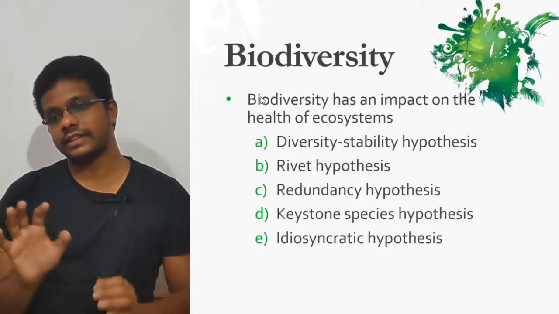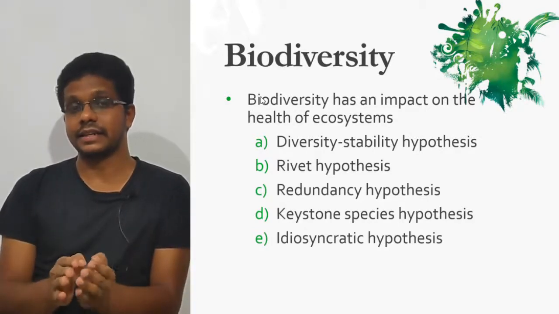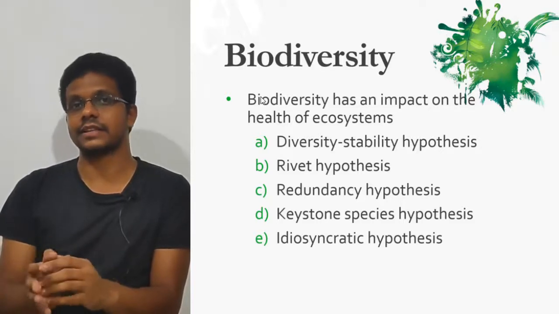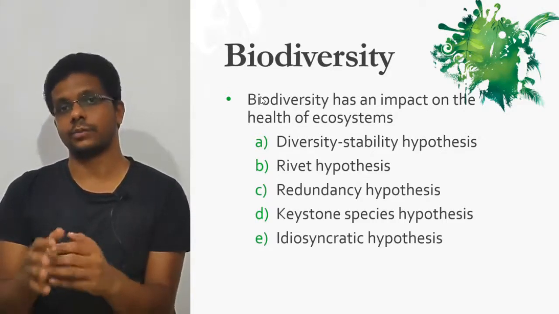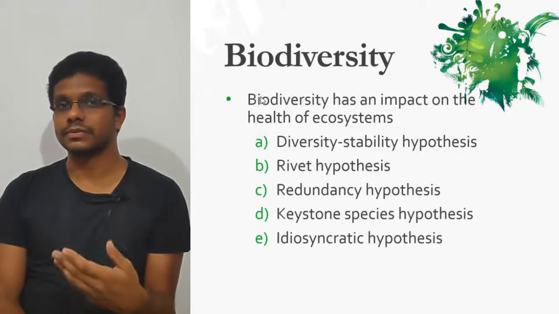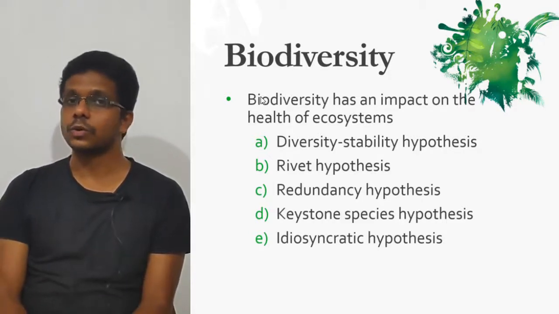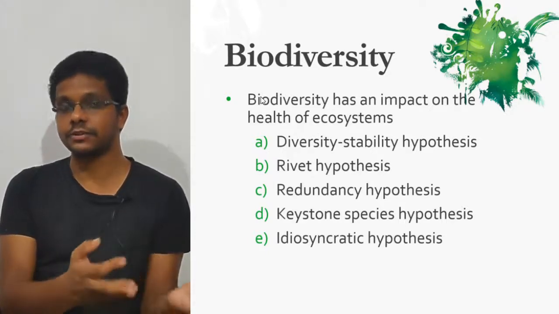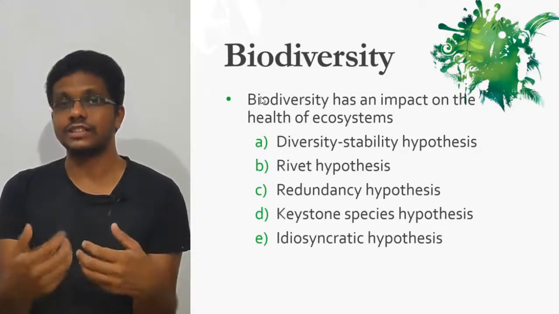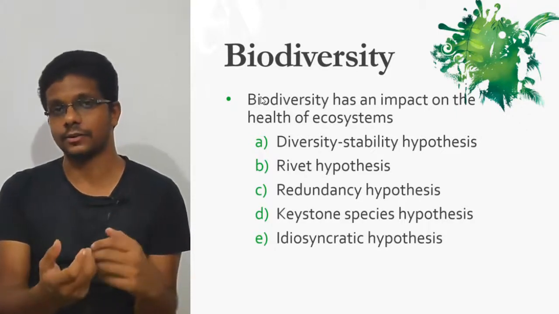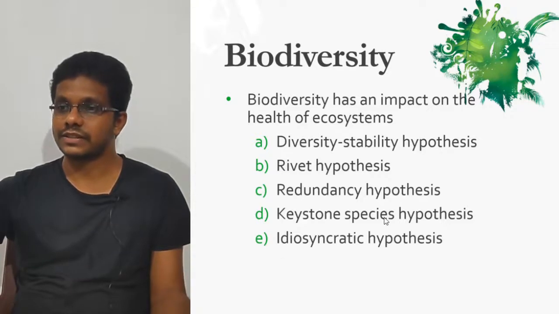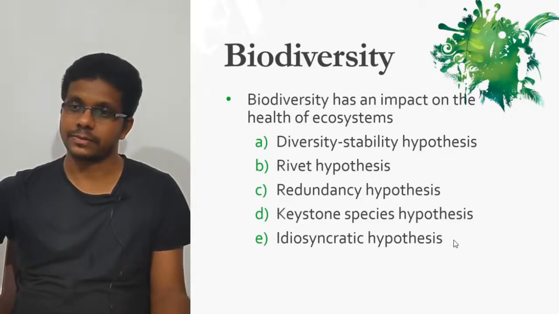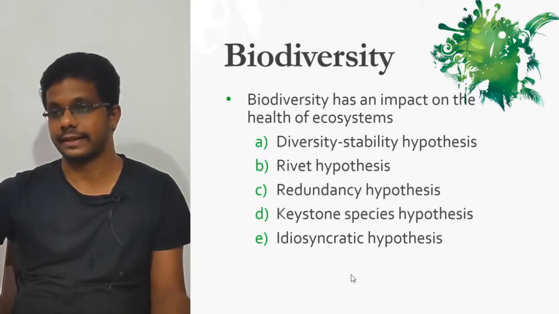So one thing is sure, there is an impact of biodiversity on ecosystem health. If there is more biodiversity, it is proved that there is a healthy ecosystem and more functioning ecosystem. But the nature of the relationship is very complicated and complex. So there are many hypotheses which are trying to say what the nature of the relationship between biodiversity and ecosystem function is. A few of them are the diversity stability hypothesis, rivet hypothesis, redundancy hypothesis, keystone species hypothesis, and idiosyncratic hypothesis. I'm going to talk about each of these hypotheses in detail.